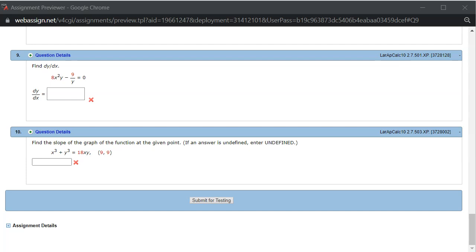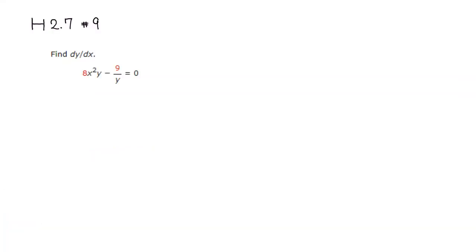All right, let's look at homework 2.7, problem number 9. We have this equation here, and we want to find dy over dx using implicit differentiation. All right, so let's do that.